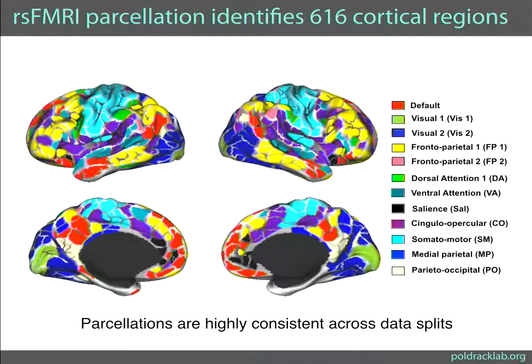Now one question is, how consistent are these parcellations? This is actually the reason that Steve's group first got in touch with me. They heard I was doing the study, and they wanted this amount of data to test how reliable their parcellation tools were. So one thing we do is randomly split the data into two halves, run the parcellation on each half, and ask how consistent it is. It turns out that it's very consistent across those two data sets, suggesting that these little spots we're finding really are functionally coherent regions of the cortex.